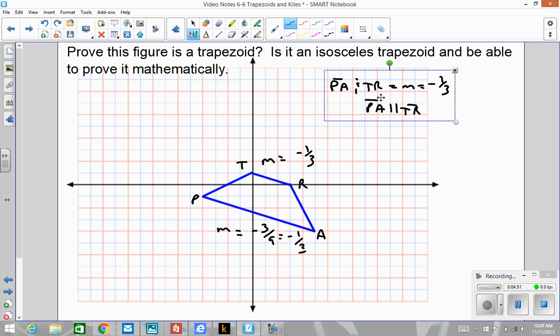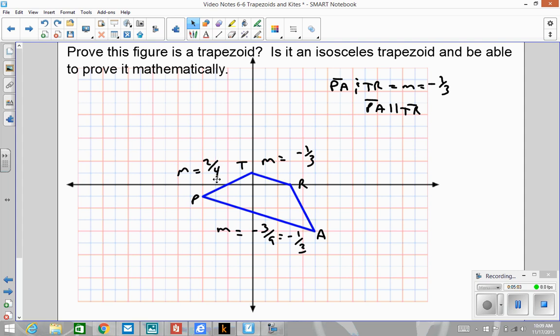We can see that TP and RA are not parallel, but let's go ahead and do their slopes anyway. The slope of TP is 2 up, 4 to the right, which is 1/2. The slope of RA is negative 4 over 2, which is negative 2 over 1. So we can see that TP is not parallel to RA. And so since you have only one pair of parallel sides, it's a trapezoid. Now let's check and see if it's an isosceles trapezoid.